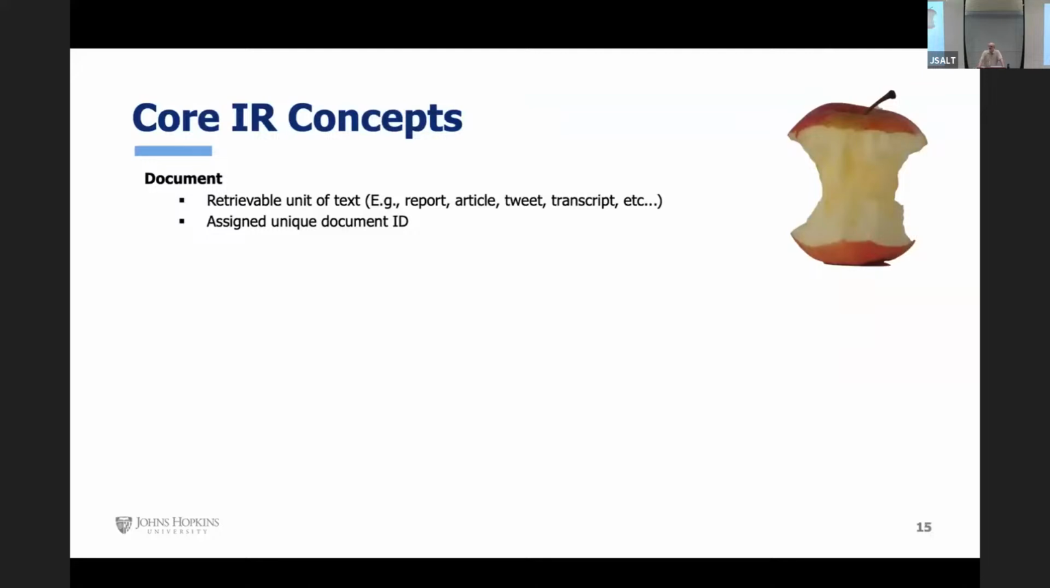All right, so let's talk about the core concepts that we're going to use.